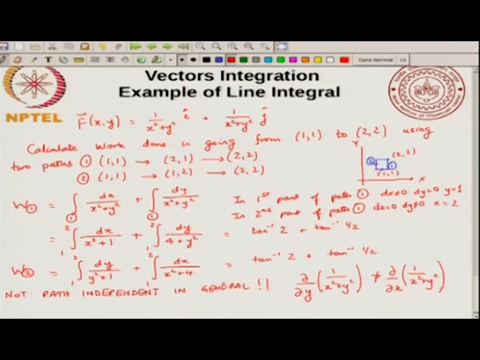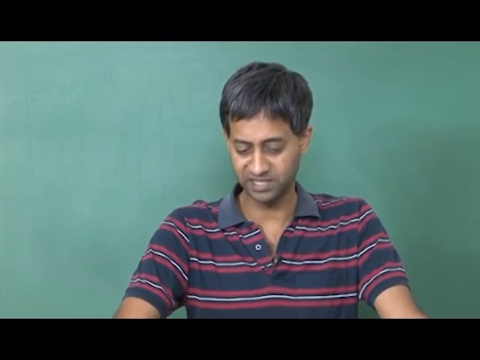Okay, you take a partial derivative of this and partial derivative of this, you will get different functions and they are not equal. So, in general it is not path independent, it is just for this special case of these two paths that you got path independence. Okay. So, in the next lecture I will talk about surface and volume integrals.